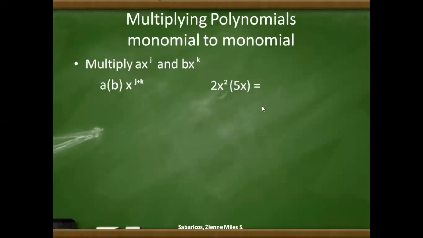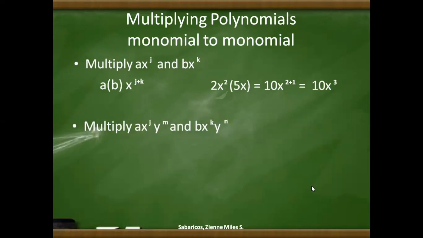Now here is our example. 2x squared times 5x. So 2 times 5 is 10. You copy the variable because they have the same variable, and you add the exponent. So 2, and if a variable has no exponent, it is understood that the exponent is 1. So 2 plus 1. So our answer is 10x cubed, or 10x raised to the 3.